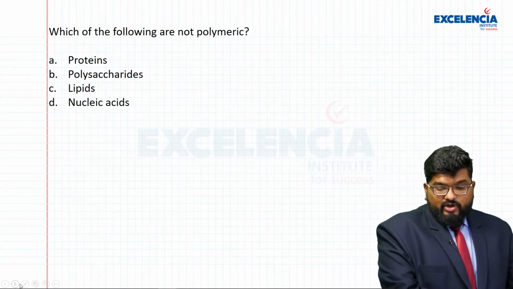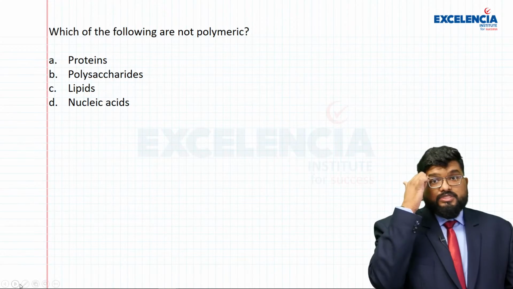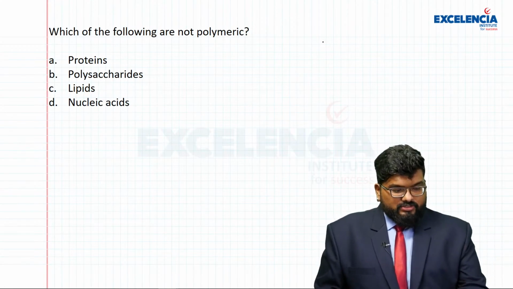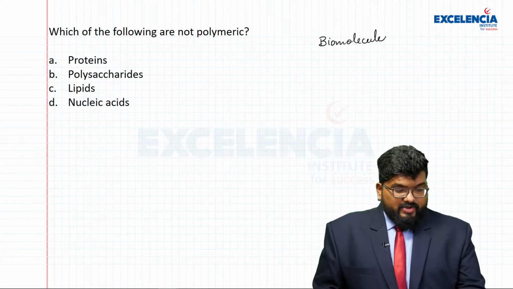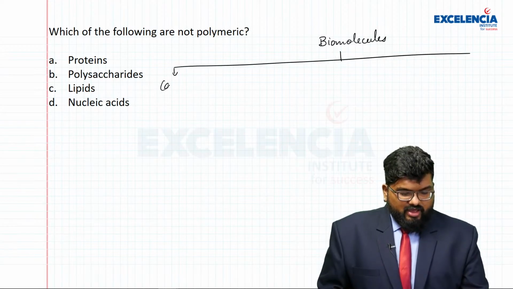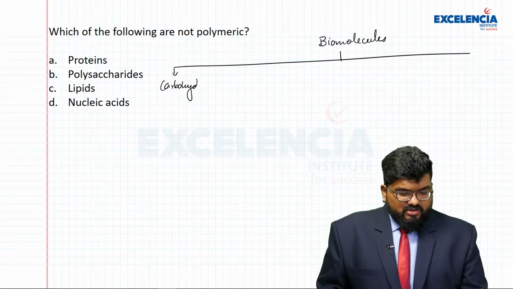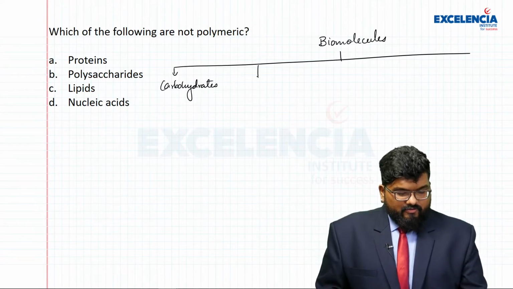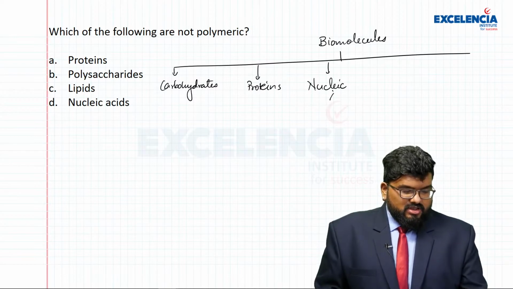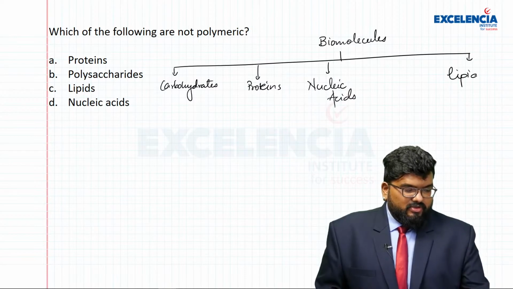Next, which of the following are not polymeric compounds? So let's understand this. Let's go back to biomolecules. When we talk about biomolecules, recall that we have carbohydrates, then we have proteins, we studied nucleic acids, and we've studied lipids, correct?